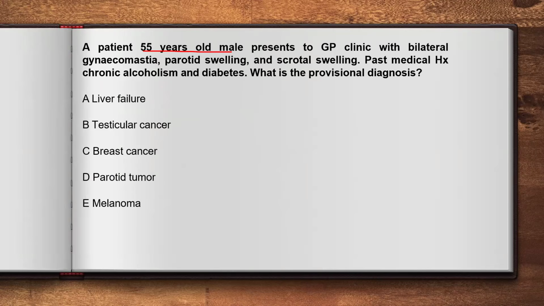Patient 55 years old male presents to GP clinic with bilateral gynecomastia. So one of the symptoms is that. Parotid swelling. The second symptom, scrotal swelling. Past medical history shows that he is a chronic alcoholic and diabetic. What is your provisional diagnosis? Is he having liver failure, testicular cancer, breast cancer, parotid tumor, or melanoma?